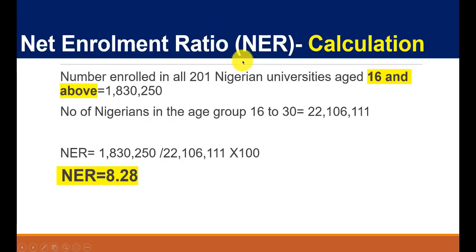So let's look at the net enrollment ratio calculation for Nigerian universities. Now, the number enrolled in all the 201 Nigerian universities, age 16 and above, is this. How do I know? I just guessed because I don't know. We say the age group is 16 and above for university education.